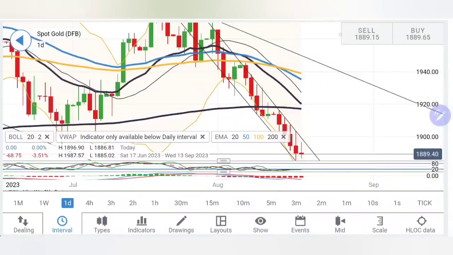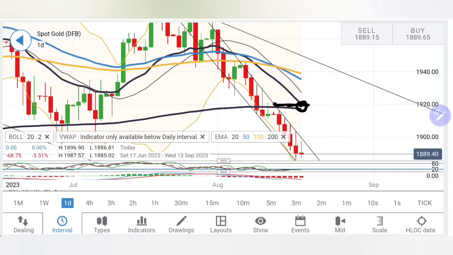Coming to the daily, look at the daily chart. The 20 and 50 crossed over here. The 50 and 100 crossed over here. Now 20 and 200 are going to cross over. Now remember, this is a bearish sign, and all three are trading with divergence. This is strongly a bearish sign.